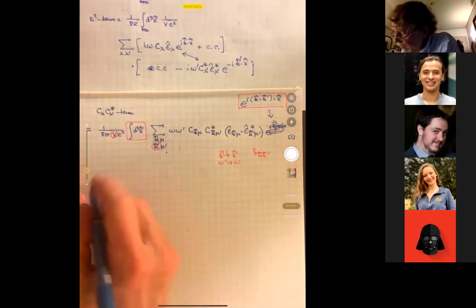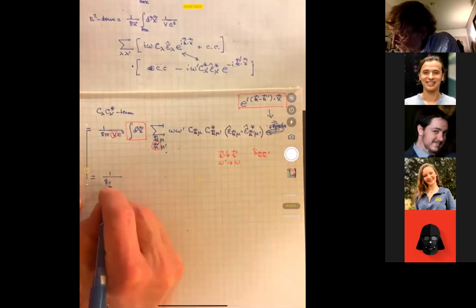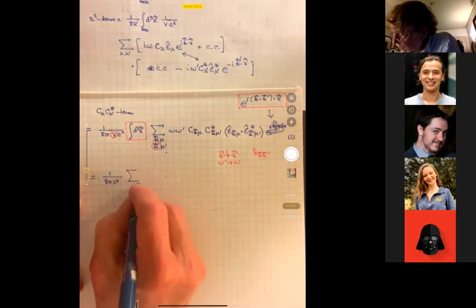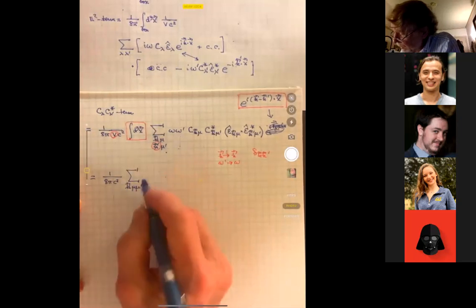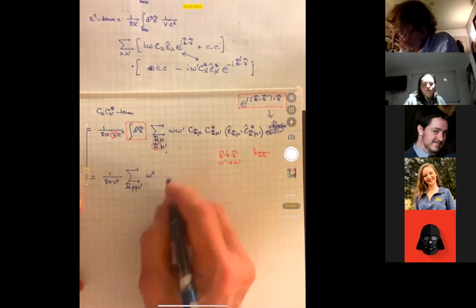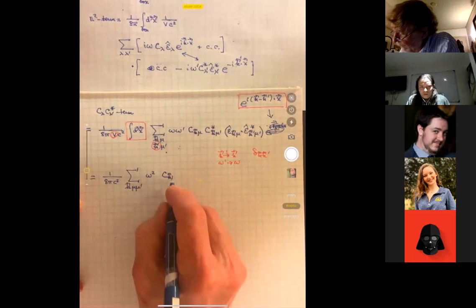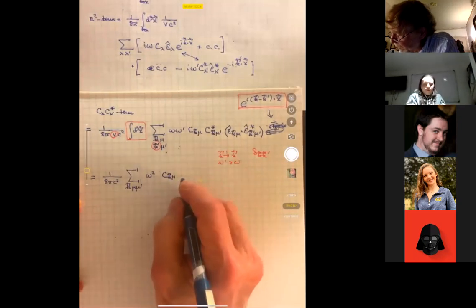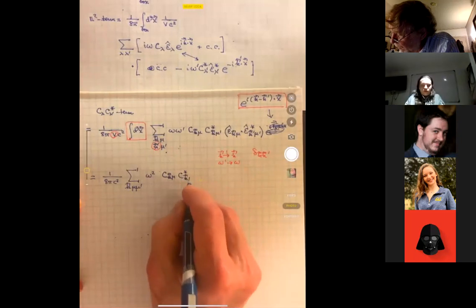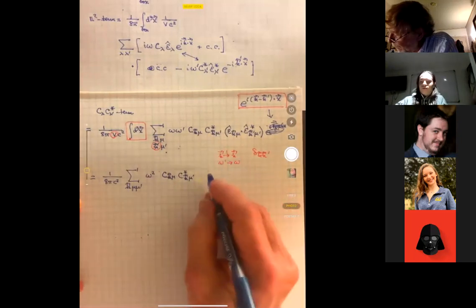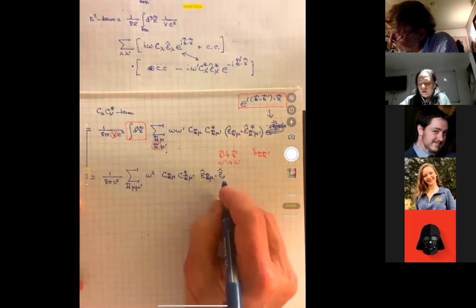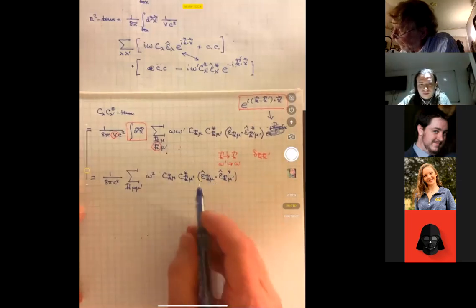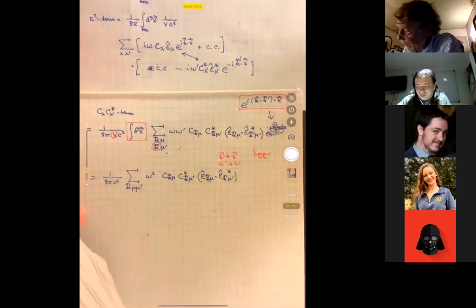If we do this, then the algebra turns into 1 over 8 pi c squared. We have a sum now simply over k, mu, and mu prime. The omega omega prime turns into omega squared because the two omegas are equal. We then have a C k mu for the first factor here, and the second factor becomes C star k mu prime. The two k values are now equal. We have the dot product of polarization vectors epsilon k mu dotted into epsilon hat k mu prime complex conjugated. Now you see the two k vectors are identical. And that's it. All right.